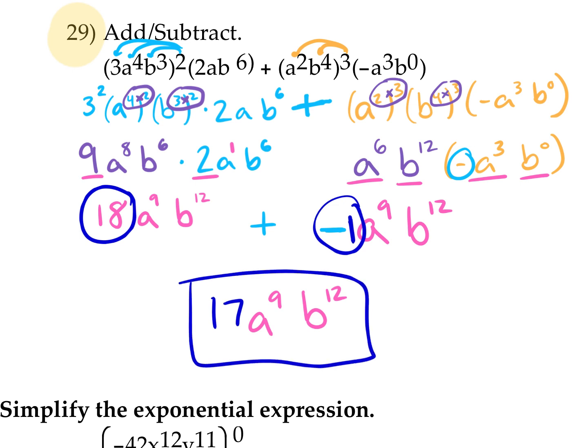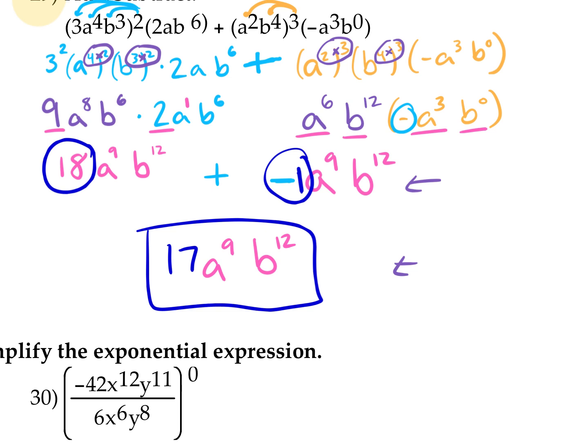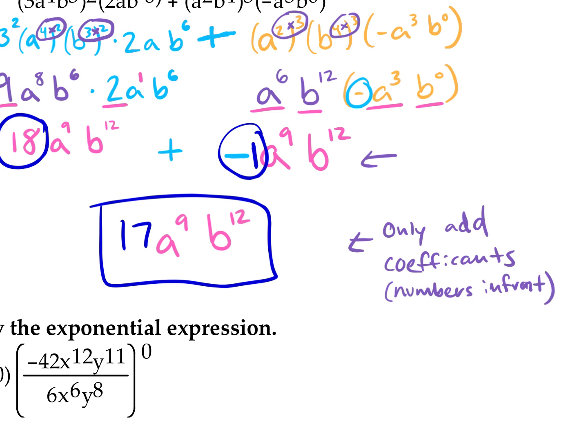So at the end, in this last step, you need to make sure that the variable parts are the same, and in your answer, the variable parts are going to be the same thing. You're just adding the coefficients, which are the numbers in front. So variables stay the same.